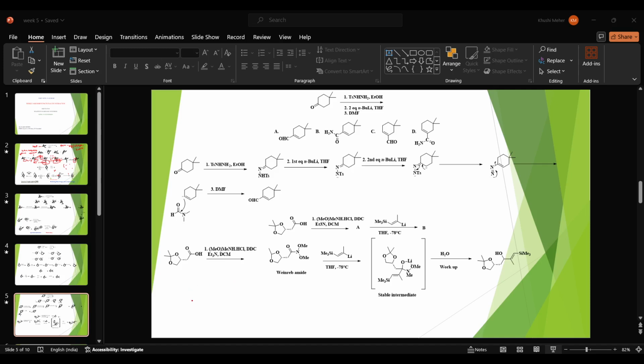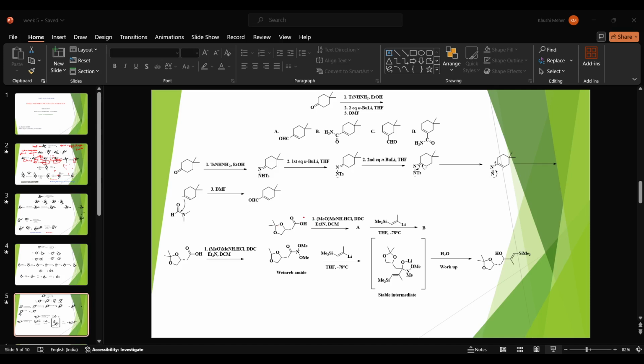Okay, this amide group we call the Weinreb amide. In this particular case, one side is methyl and the other side is OMe, methyl and methoxy. We call them a Weinreb amide, and that will be a more stable amide as compared to the normal amides. In the first step, from the acid we get the corresponding Weinreb amide.